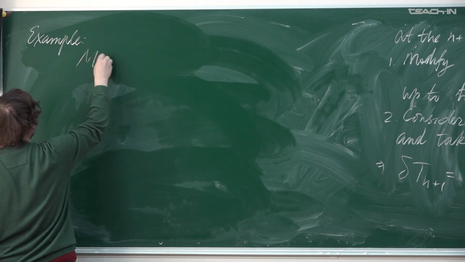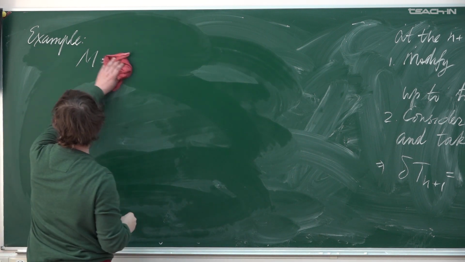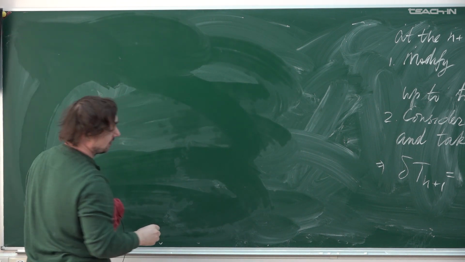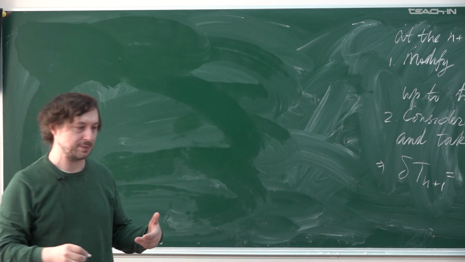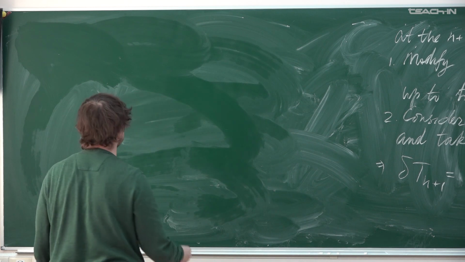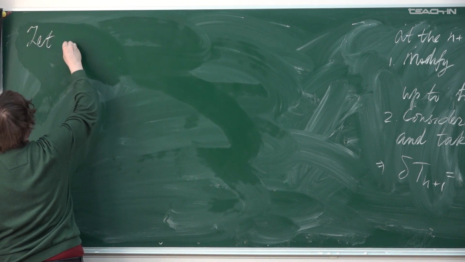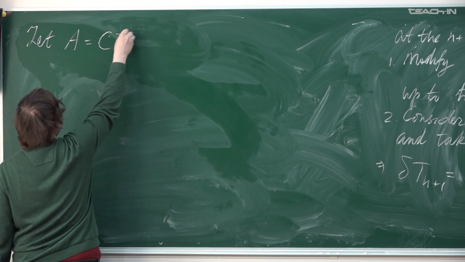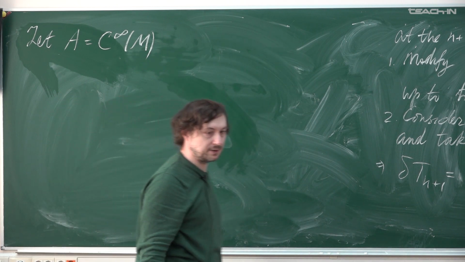Before I proceed with the example, let us consider the particular case where the algebra A is just the algebra of smooth functions on a Poisson manifold, on some manifold. So let A be equal to the algebra of smooth functions on some manifold, right?